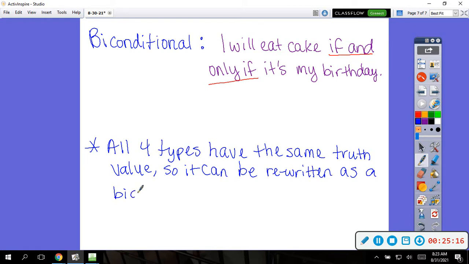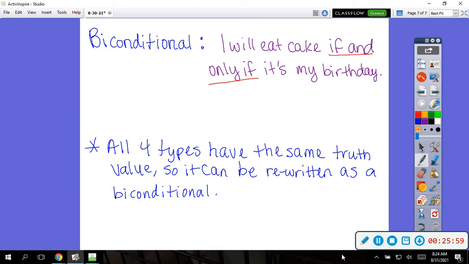This does not happen all the time. Not every sentence is a biconditional. So let's think back to some of our Venn diagram things we talked about. Remember the little circle inside the big circle: animals was the big circle, and inside that was dogs. So if it's a dog, then it's an animal. Agreed? Yes. But if it's an animal, then it's a dog. That doesn't work.